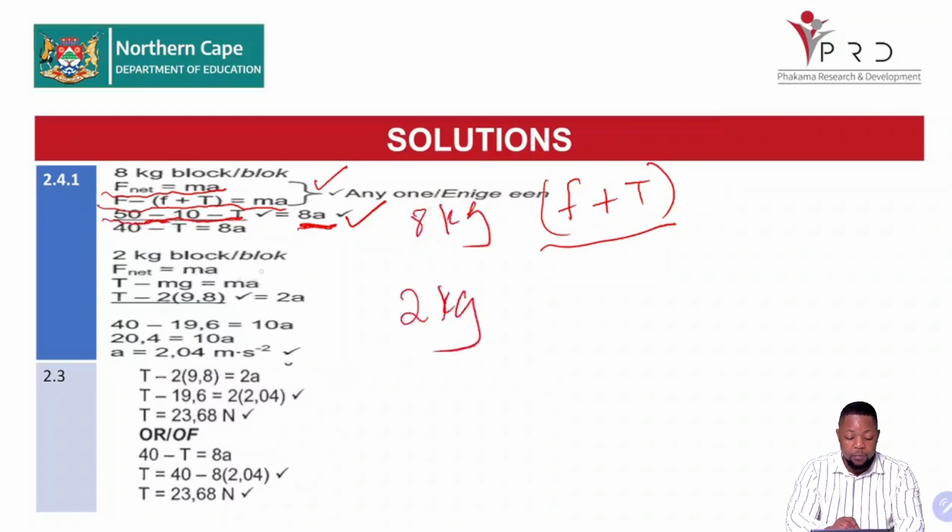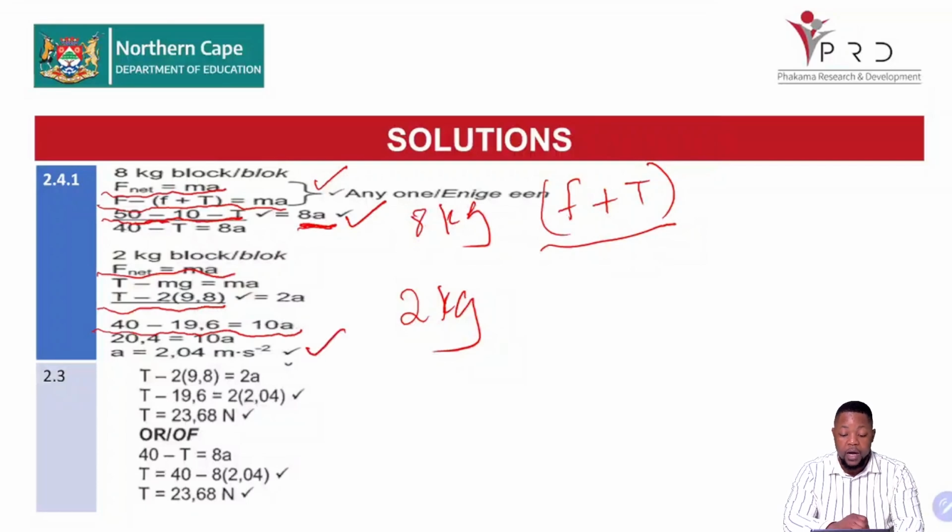For the 2 kg block, you cannot get the mark again for the formula because the mark was awarded earlier. Then here you'll be awarded a mark for your substitution of the 2, which is the mass, and the 9,8. And then from there, you equate the 2 equations, and then you eventually get your answer. So that is basically how we can get the acceleration.